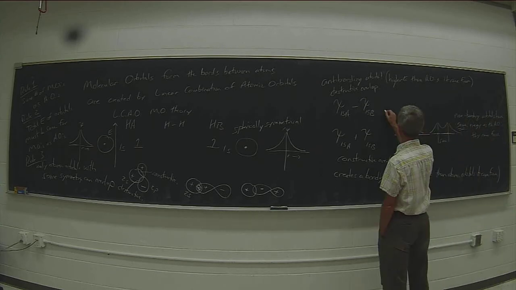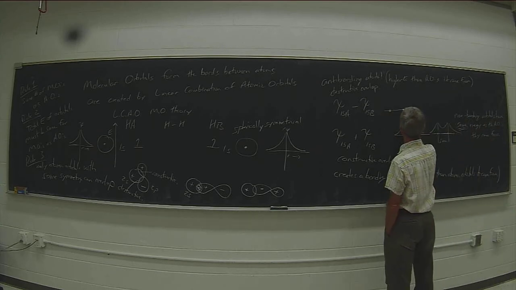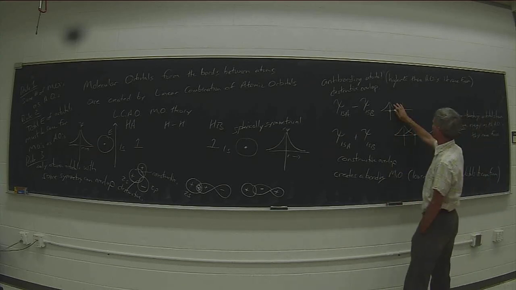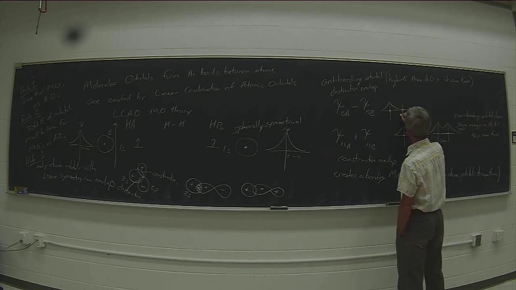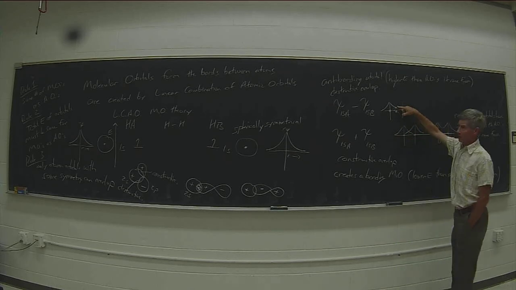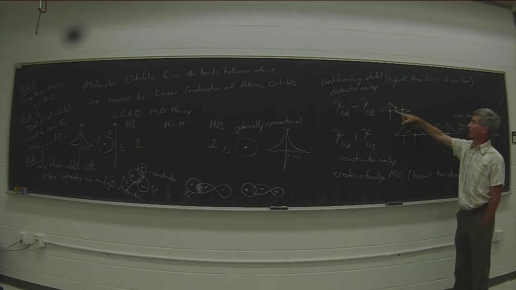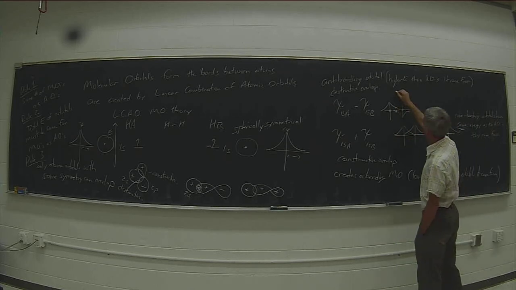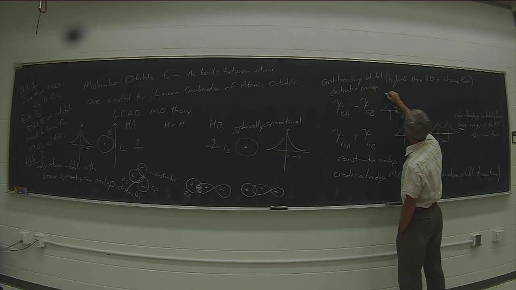Destructive overlap, on the other hand: 1sA looks the same as it did, but now we flip 1sB upside down. And over here, 1sA has the same positive value as 1sB has negative value. They will sum to 0. We call that a node.